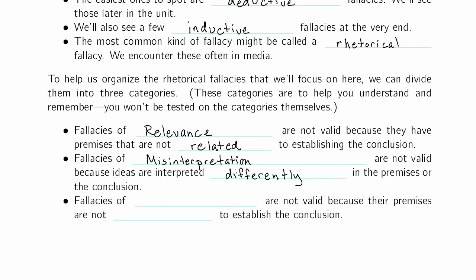And we're also going to talk about some fallacies of sufficiency, where the premises are not enough to establish the conclusion. So they might be understood correctly, and they might be related to the conclusion, but there's just not enough there to establish the conclusion. So in the next several videos, we're going to talk about some specific examples of fallacies of these types.